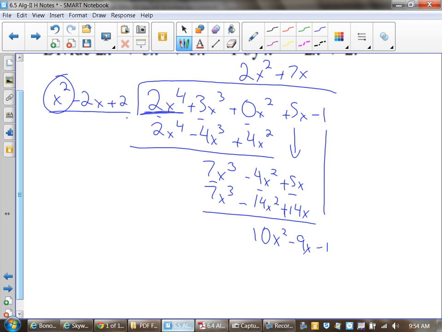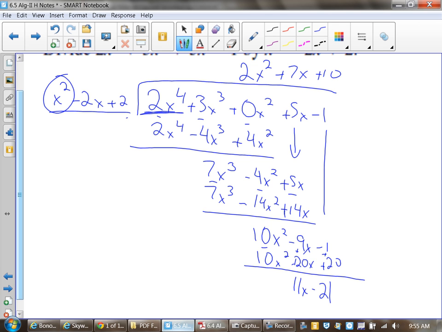What do you multiply it by now? 10. Bring the 10, you get 10x squared minus 20x plus 20. Subtract. I have 11x minus 21. Now that's my remainder, if you will.